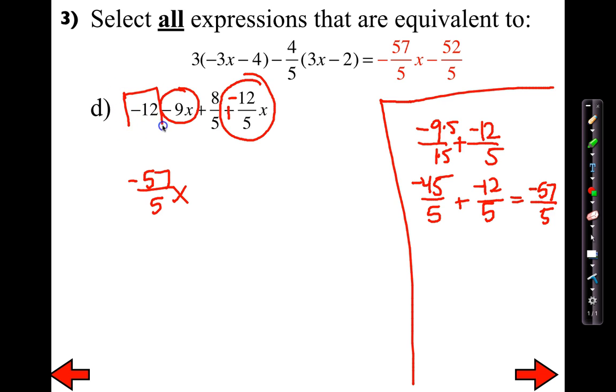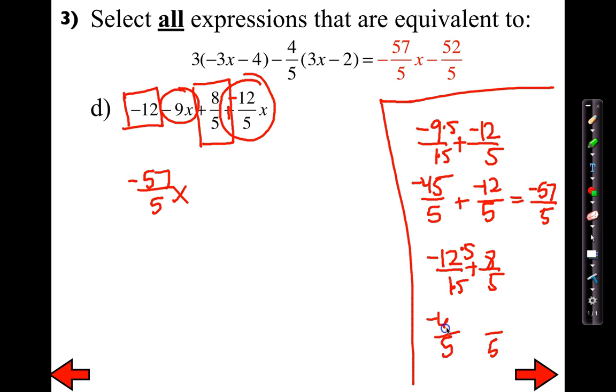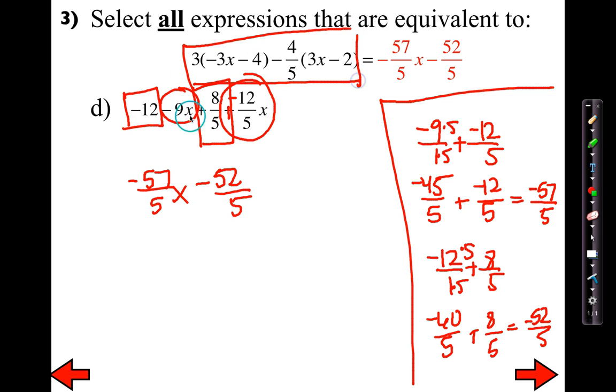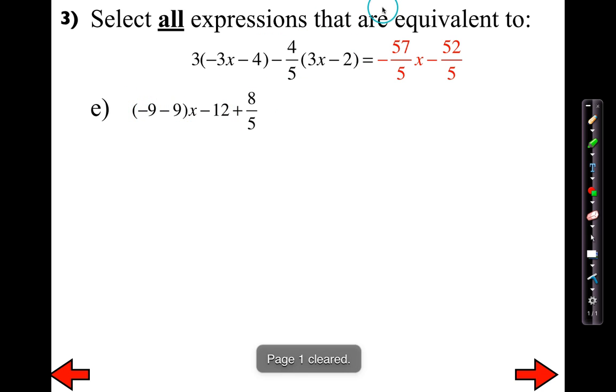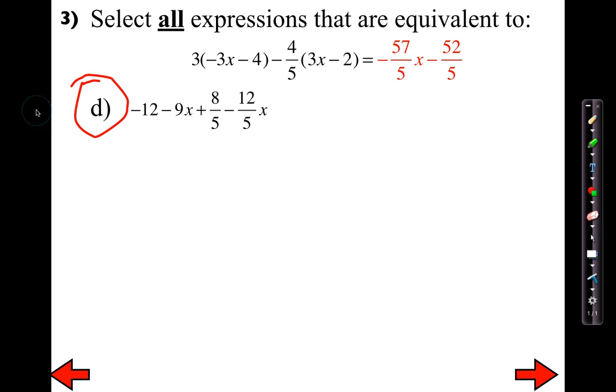Now let's go ahead and combine the constant. We have a -12 with a +8/5. Hopefully this looks familiar to you. We kind of did this in our side work in the very original one, but if you don't remember, I'm going to go ahead and work this one out for you so you can see. We have a -60 plus an 8, which is a -52/5. Are these the same exact values when they are simplified? The answer is yes. So this expression here is equivalent to this one here. So I am going to say D is equivalent to the original.